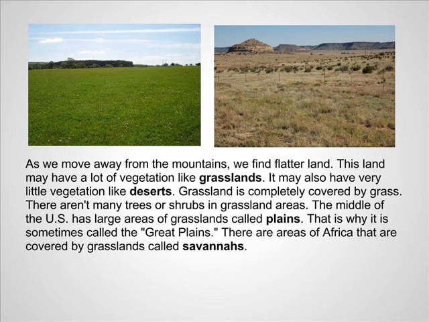The middle of the U.S. has large areas of grasslands called plains. That is why it is sometimes called the Great Plains. There are areas of Africa that are covered by grasslands called savannas.